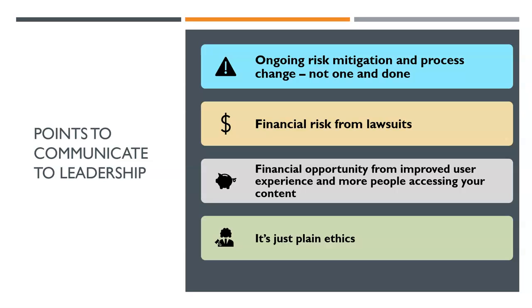Other points to communicate to your leadership to get them more on board are the financial risks from lawsuits. In the United States of America in 2018, there were a ton of lawsuits over accessibility, and that's only been growing into 2019 and even 2020 with the coronavirus. Accessibility has been much more in the newspapers and television, making sure everyone has access to their own jobs, to their own software when they're working from home remote. So again, accessibility lawsuits are not going away anytime soon. So it's an ongoing risk mitigation there.